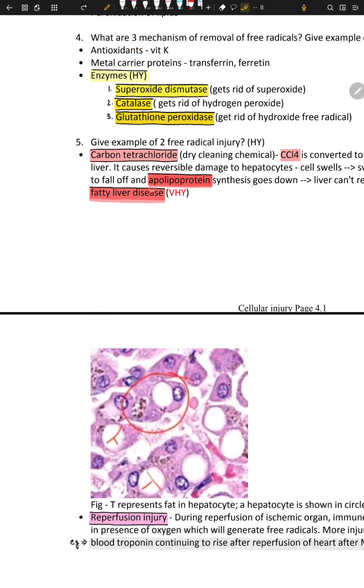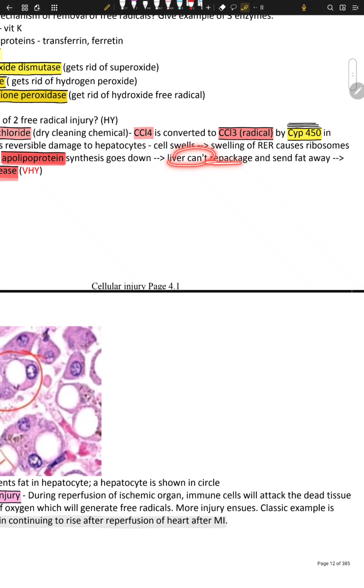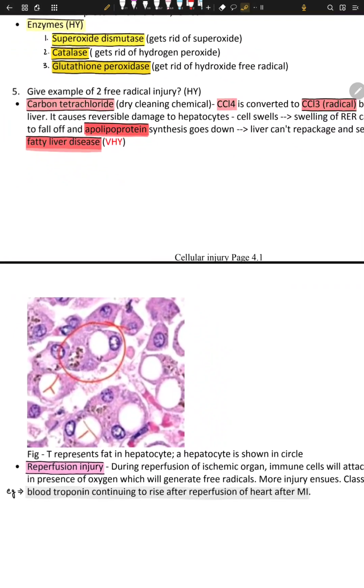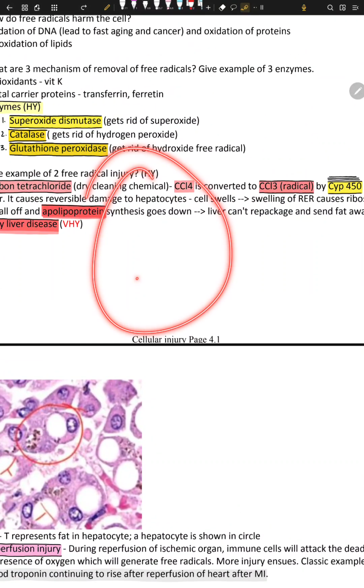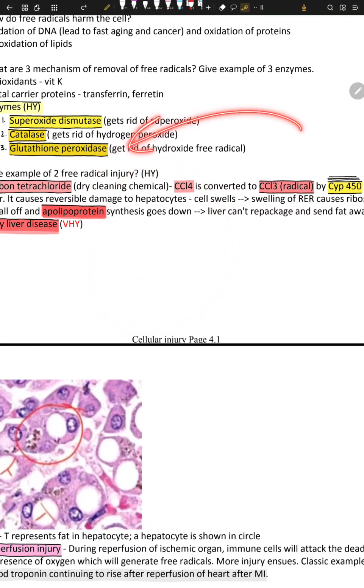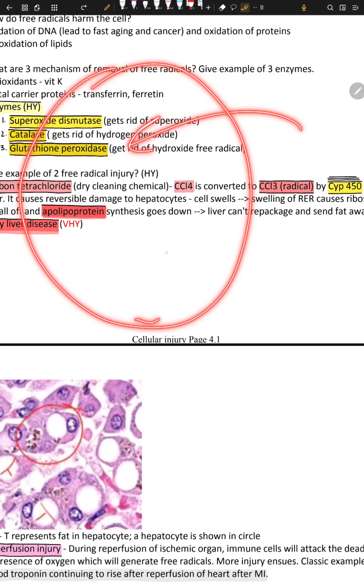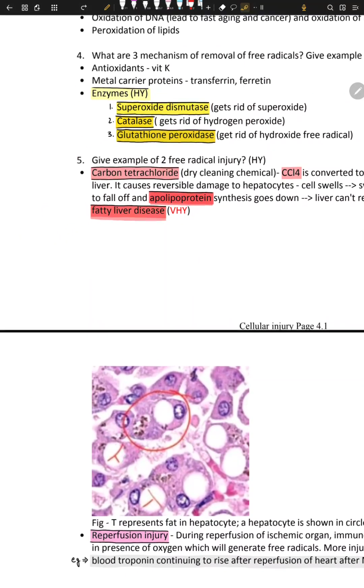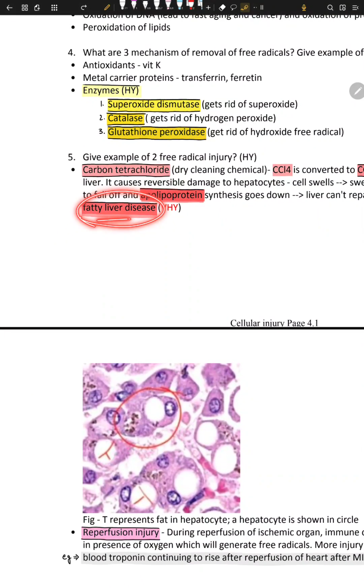So if this synthesis goes down, the liver can't repackage and send the fat away. The fat, the cholesterol, the LDL, HDL, all of these things will start to accumulate inside the liver, and the liver will start to get fatty. This is the number one cause of fatty liver disease, when you have an injury in apolipoprotein synthesis. And it is, thank God, a very reversible damage, because this hepatocyte swelling is reversible.